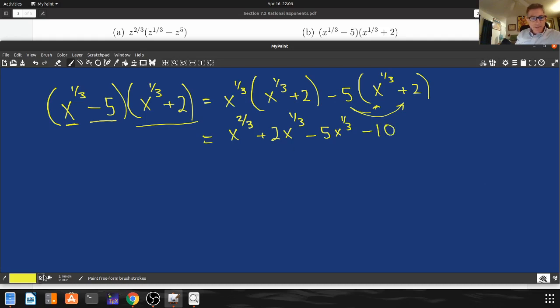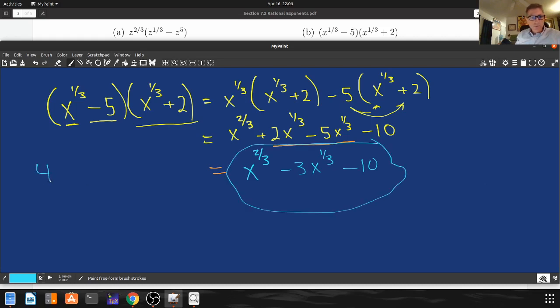Then, like everything else, we collect like terms. And like terms are terms who have the same variables, and those variables are raised to the same exponents. So the answer is going to be x to the 2/3, and 2x to the 1/3 minus 5x to the 1/3 is 2 minus 5, which is minus 3, x to the 1/3 minus 10. And that is our answer for 4B.